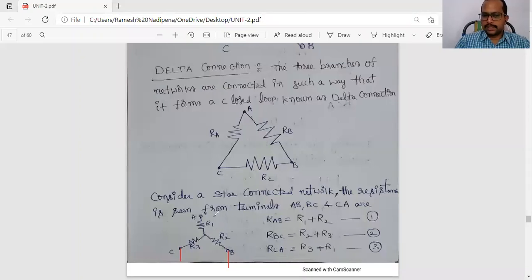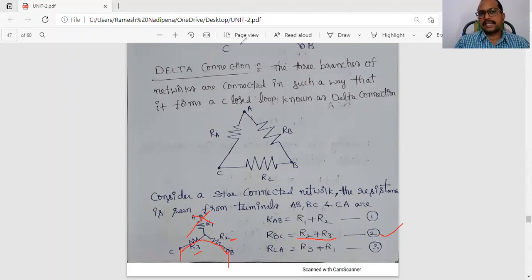Equivalent resistance across BC means don't consider this element. Okay, RBC. This is the current flow. RBC means equivalent resistance across BC, so we need to consider R2 and R3. That's why here R2 plus R3. That is equation 2.